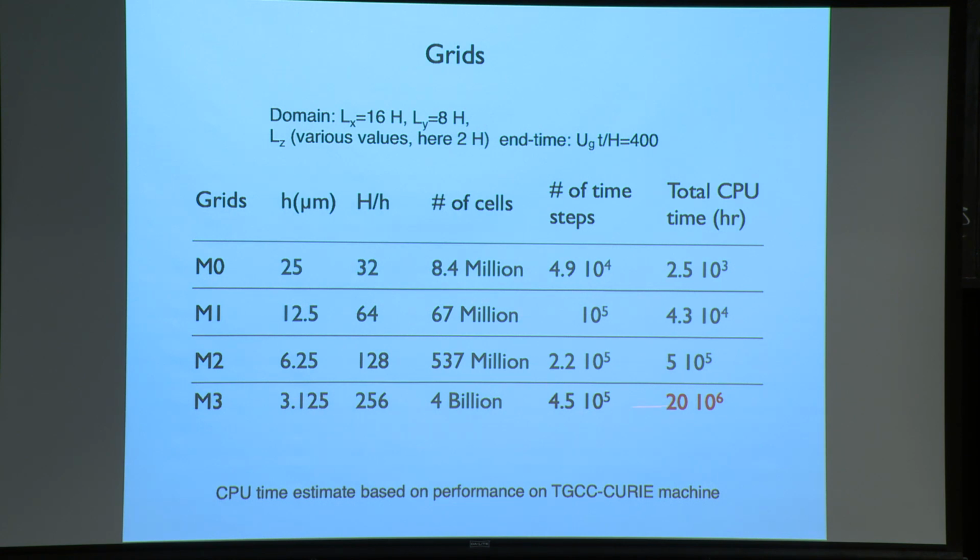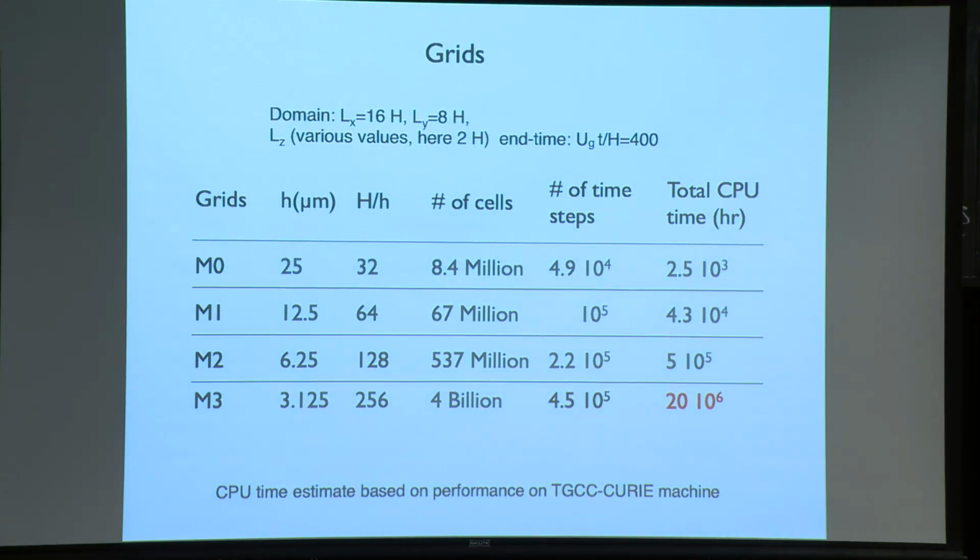All in all, the M3 grid costs 20 million CPU hours. That's also why I like to ask the question why, because why do you spend 20 million hours? It has to be something interesting, right? So we needed actually European grants of computer time to do that, thanks to PRACE, and also French national grants.